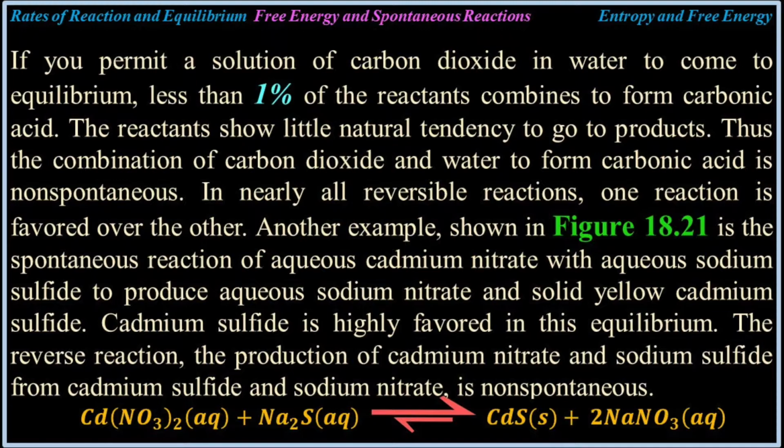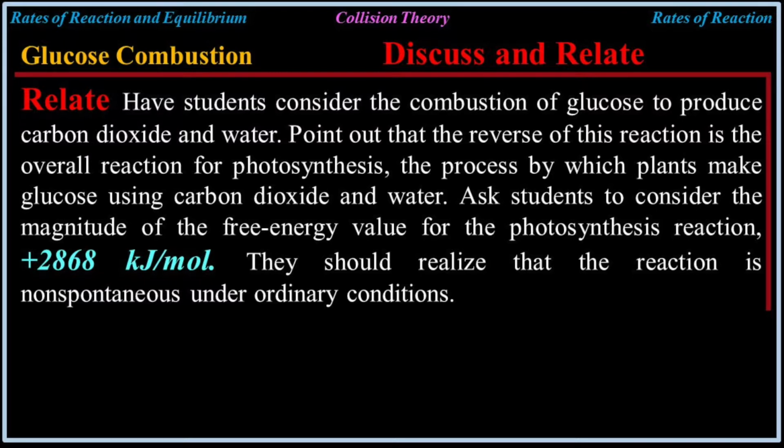Have students consider the combustion of glucose to produce carbon dioxide and water. Point out that the reverse of this reaction is the overall reaction for photosynthesis, the process by which plants make glucose using carbon dioxide and water. Ask students to consider the magnitude of the free energy value for the photosynthesis reaction, plus 2868 kilojoules per mole. They should realize that the reaction is non-spontaneous under ordinary conditions.